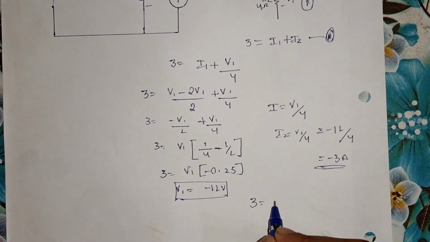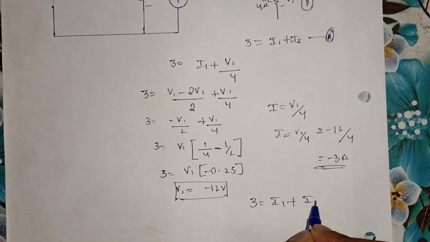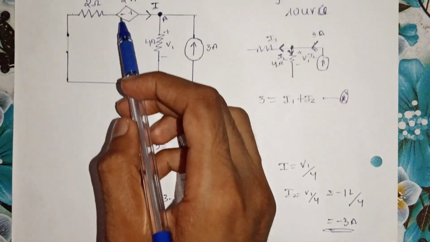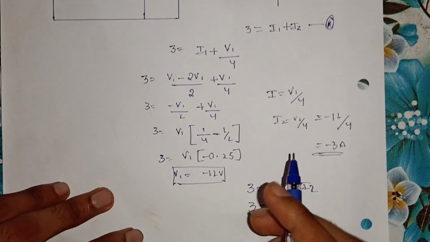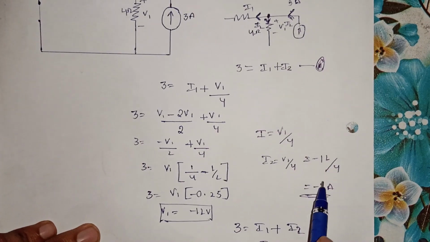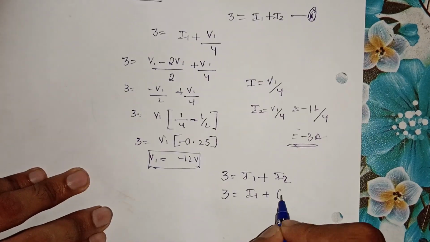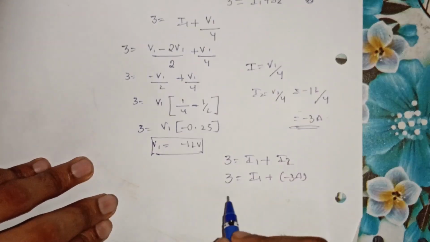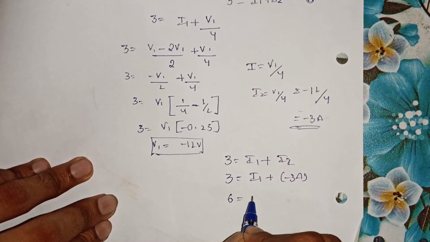So we know that 3 is equal to I1 plus I2. 3 is constant, that is fixed. I1 is the current through this branch, so I keep it as it is, plus what is I2? I2 is now calculated, which is minus 3 ampere. So I write it as minus 3 ampere. So I get 3 minus minus 3, which is 6, is equal to I1.